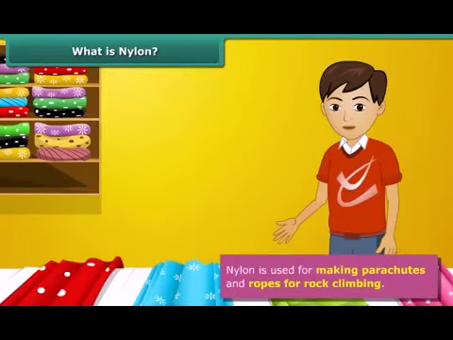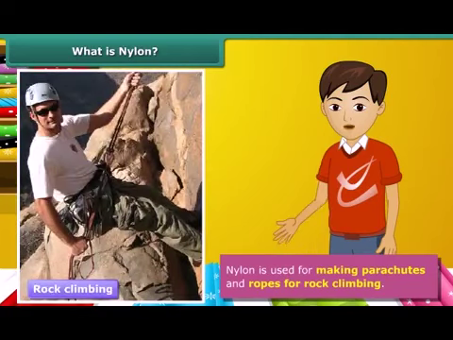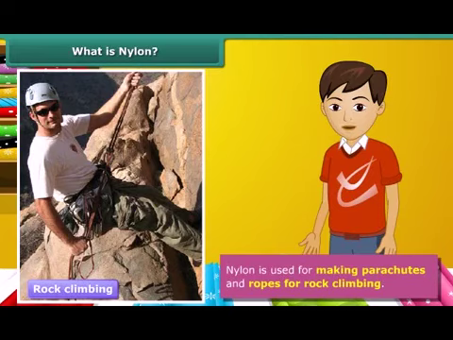Can you guess which fiber is used for making parachutes and ropes for rock climbing? Yes, it is nylon fiber since it is stronger than even a steel wire.